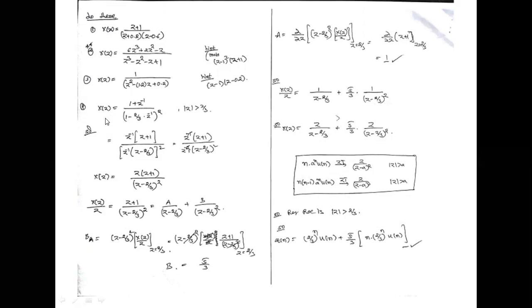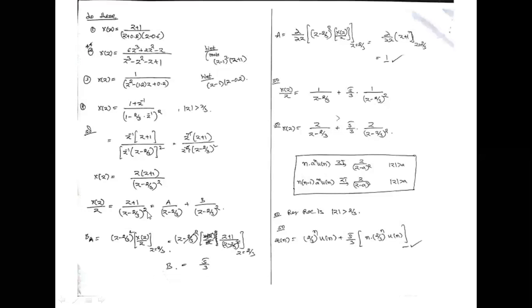So for the given function, if negative z powers are there, first of all convert them into positive powers. Then you can write the expression as x of z by z is equal to (z plus 1) by (z minus 2 by 3) whole square. So multiple roots we have here. That is the second case. The first case we did was distinct roots. Now the second case we are taking here is multiple roots.